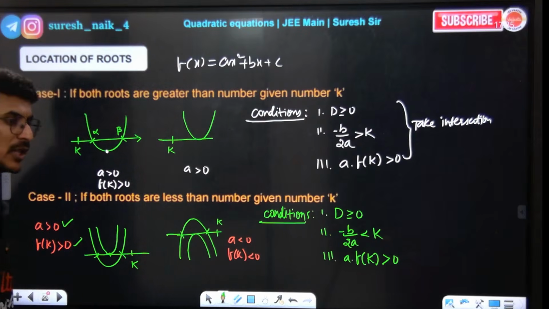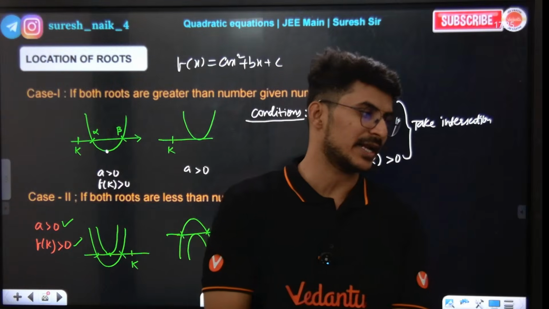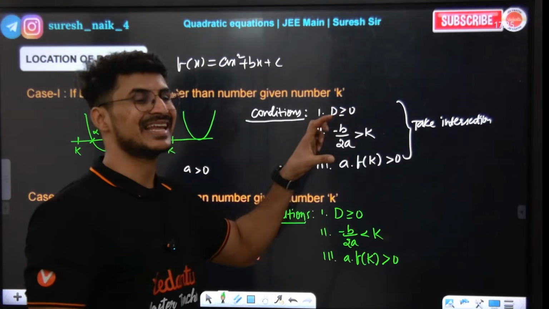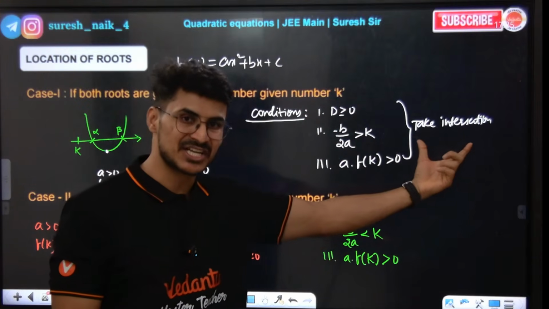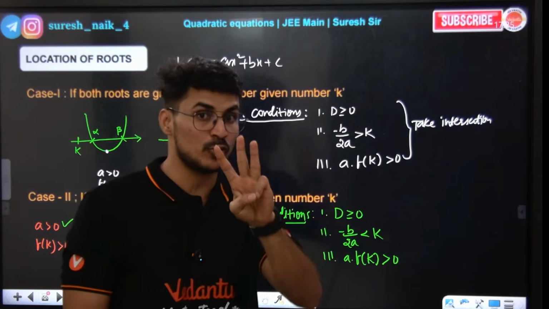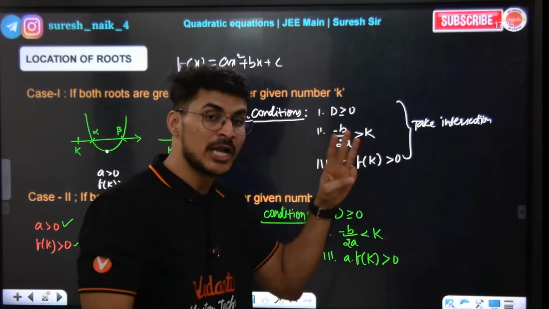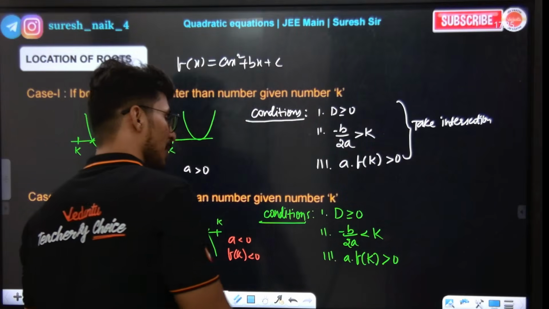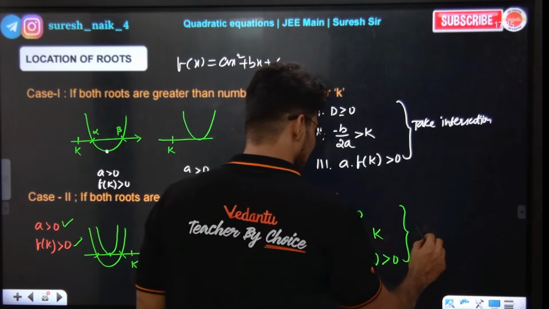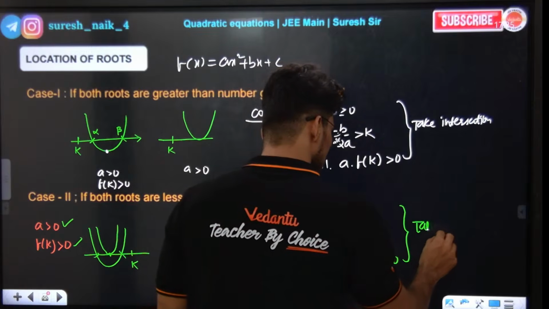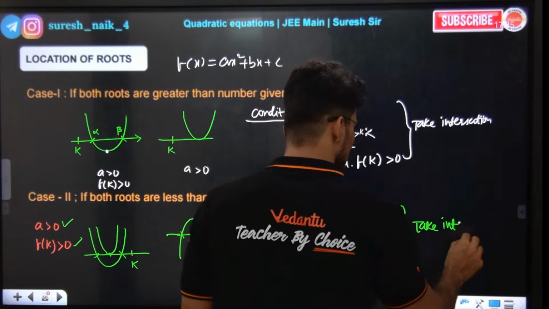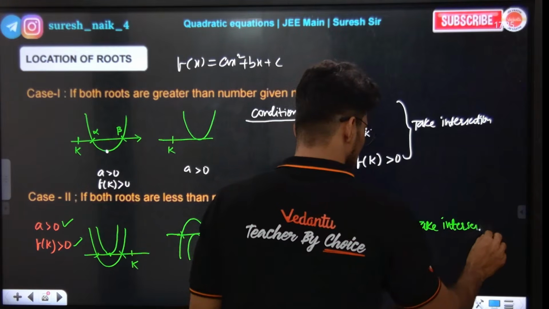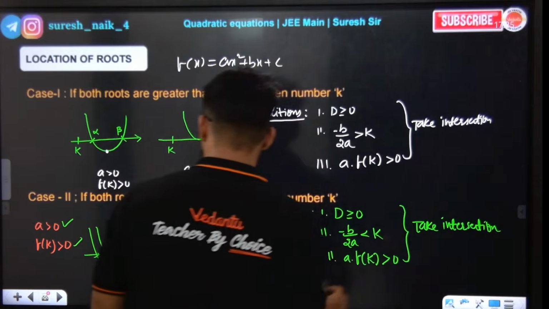Okay, so we will solve the question. You will get an idea. This is the concept. If both the roots are greater than k, we apply the cases and take the intersection. I have three inequalities, and only if you take the intersection of these three inequalities will you get the right answer. Take intersection of all this.